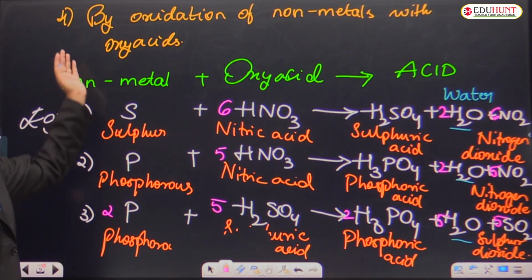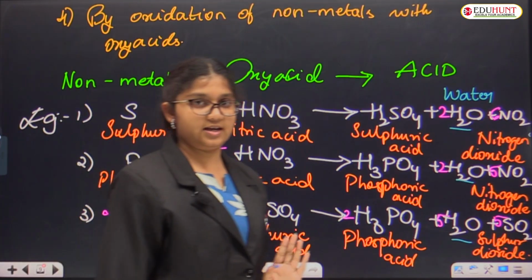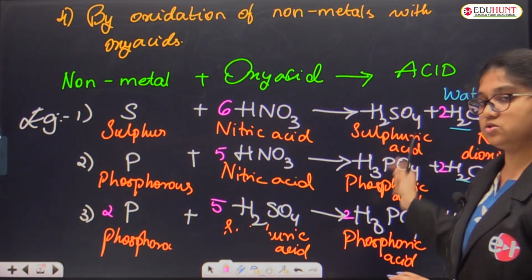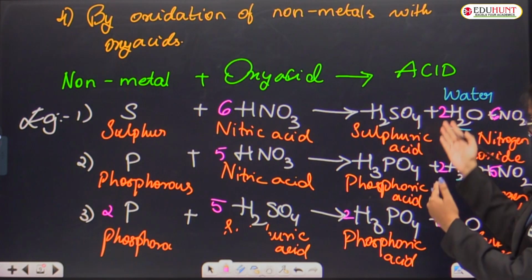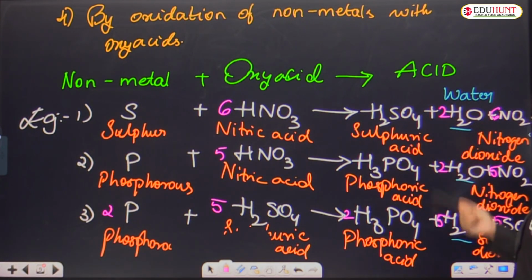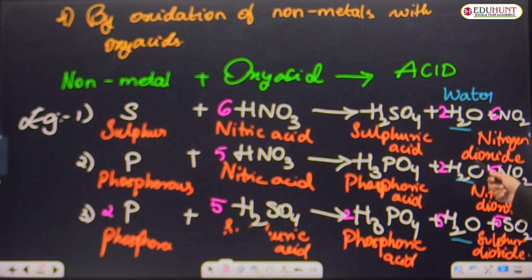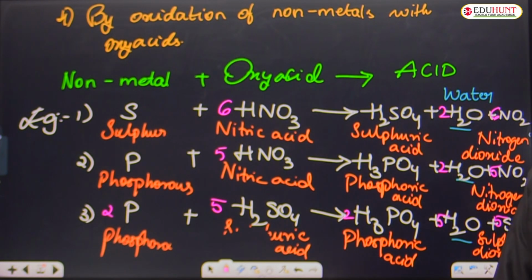What is the 4th method? By oxidation of nonmetals with oxyacids. So, when we take one nonmetal with one oxyacid, we do get an acid. That is also a particular acid. This is also an oxyacid. So, along with the acid, we do get a water molecule as well as some oxides. It may be nitrogen dioxide or sulfur dioxide. Okay. This is all about the 4th method.